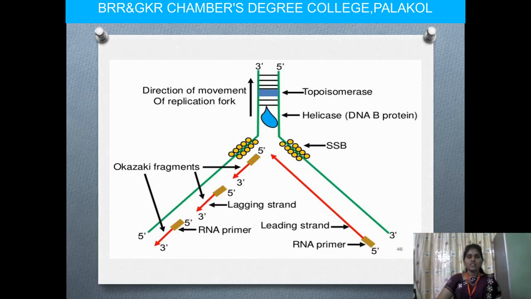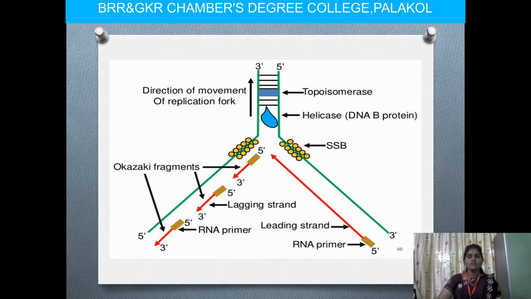The next one is the leading strand. Here there is complete synthesis of the strand without any gaps, and that is called the leading strand, and the gap-containing sequences are called Okazaki fragments. Here the RNA primers are attached, and primers are formed one by one. Observe this picture. This picture shows the helicase, topoisomerase, SSB proteins and also RNA primers.